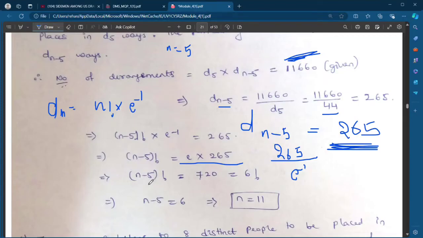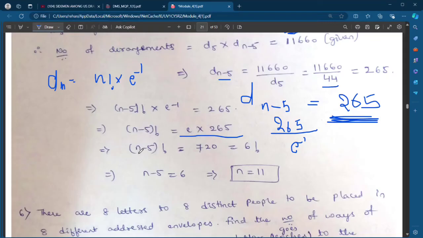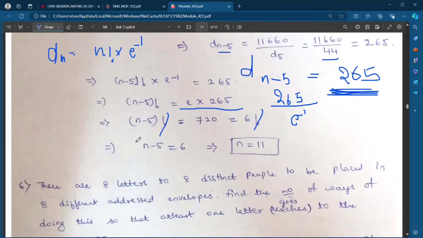Okay. Now here what is happening? Here n minus 5 factorial is there. Here 6 factorial is there. Therefore, I can write it in such a way that my n should be such a number that n minus 5 will give me 6. So this factorial is getting cancelled, I guess, or just ignore that. So n minus 5 factorial is equals to 6 factorial.